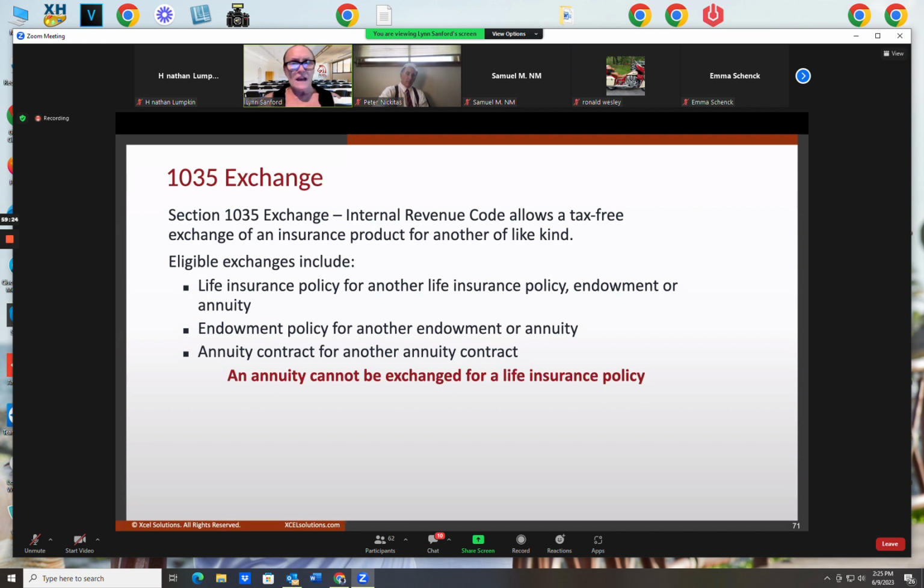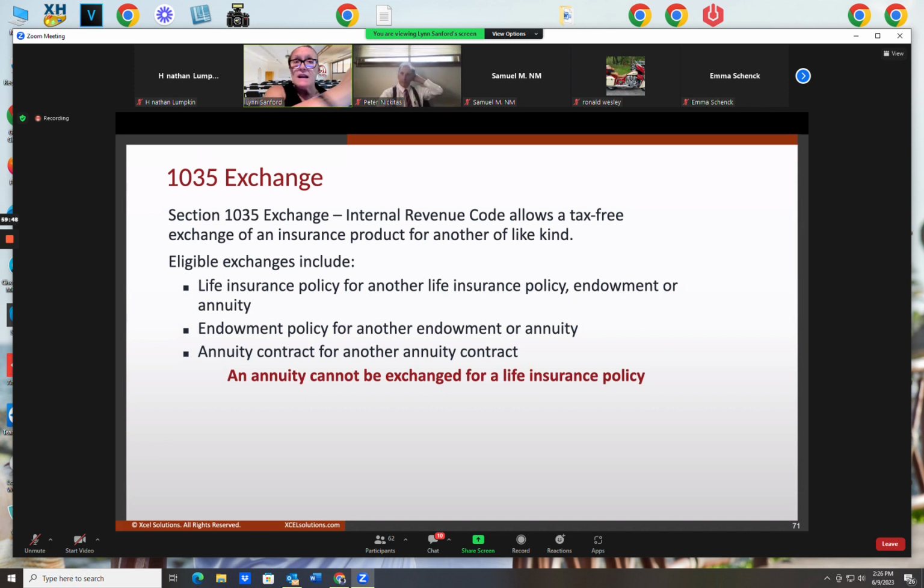What you cannot do, what is not permissible, is what is listed here in red. You cannot take money out of an annuity and exchange that into a life insurance policy. You cannot do that, because life insurance has bells and whistles. It has a net amount at risk. It has bells and whistles that an annuity does not have. So you cannot take money out of an annuity and put it in a cash value life insurance product.